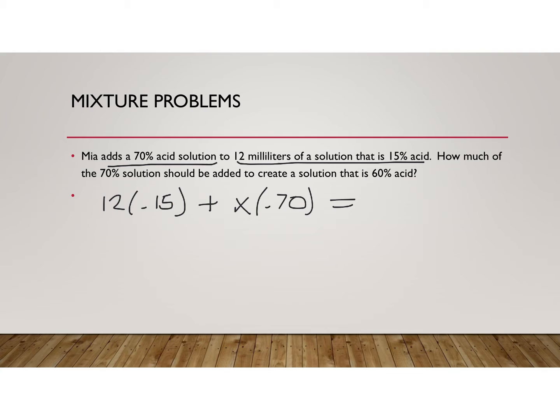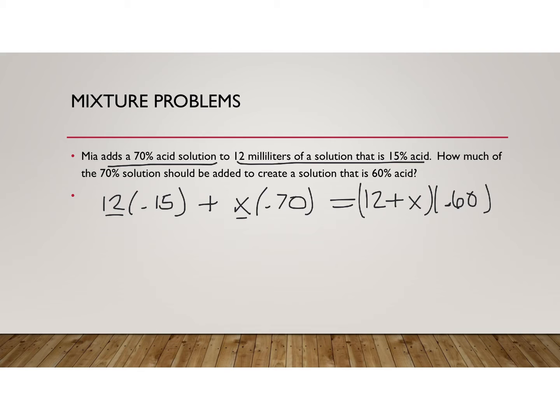So together I have 12 and X. So I have 12 plus X. And I want that to be 60% acid. And then I've created an equation.